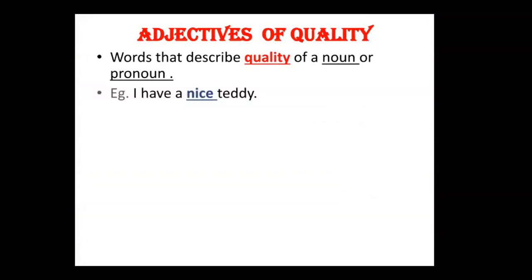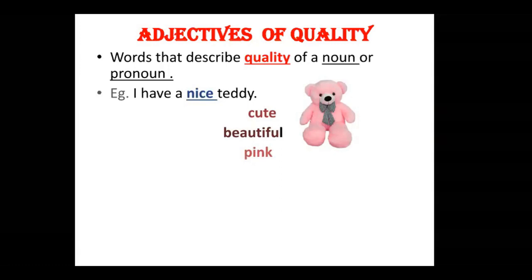Look at the example. I have a nice teddy. Okay, look at the teddy bear. Now, teddy is a noun here and the word nice is telling us about the teddy, that teddy is nice. We can also use some other words for teddy. I can write, my teddy is very cute. We can also use, it is a beautiful teddy. We can also write, it is a pink teddy.